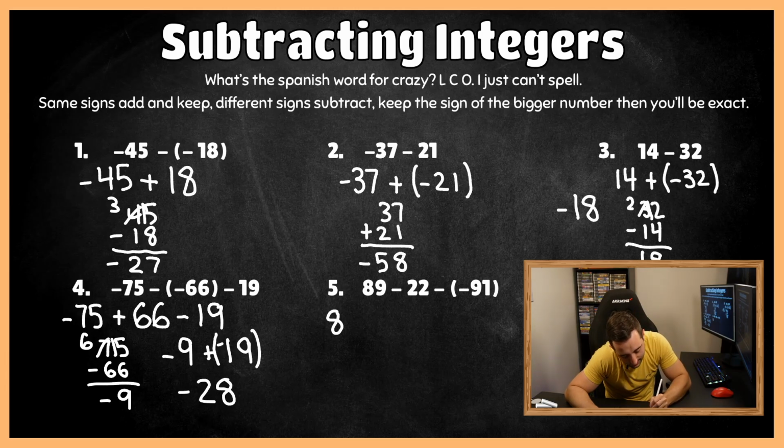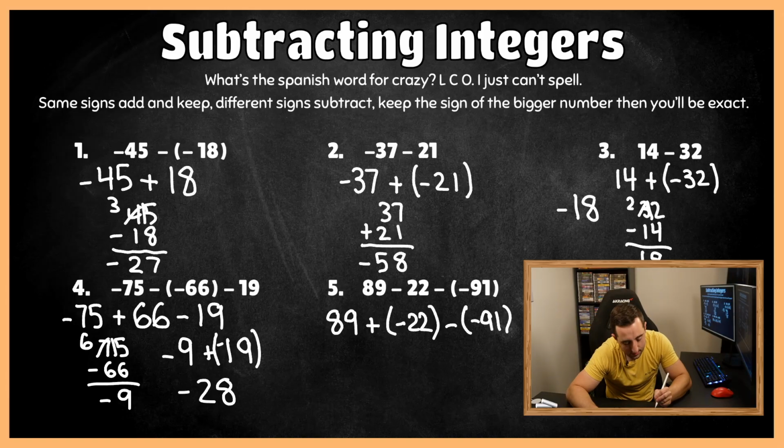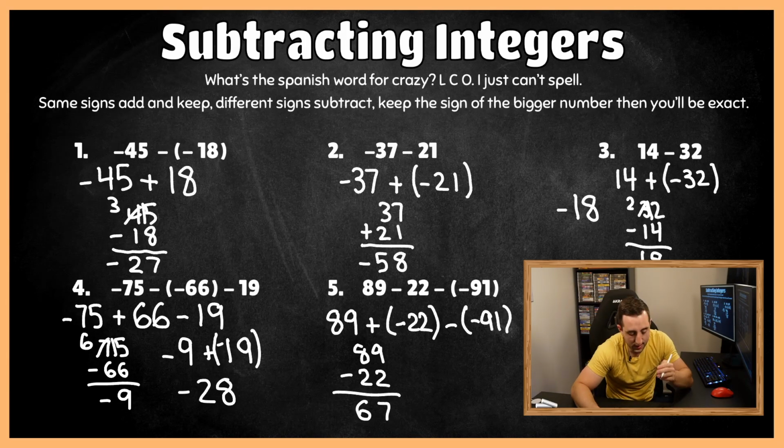So leave 89 the way it is. We're going to change subtraction to addition, and the 22 is going to turn to a negative 22. And I'm just going to bring down everything that was behind the 22 and ignore it for now. So 89 plus negative 22, different signs subtract. So we have 89 minus 22. 9 minus 2 is 7. 8 minus 2 is 6. Keep the sign of the bigger number. Well, 89 was bigger and positive, so 67 needs to be positive. So now we're left with 67 minus a negative 91.